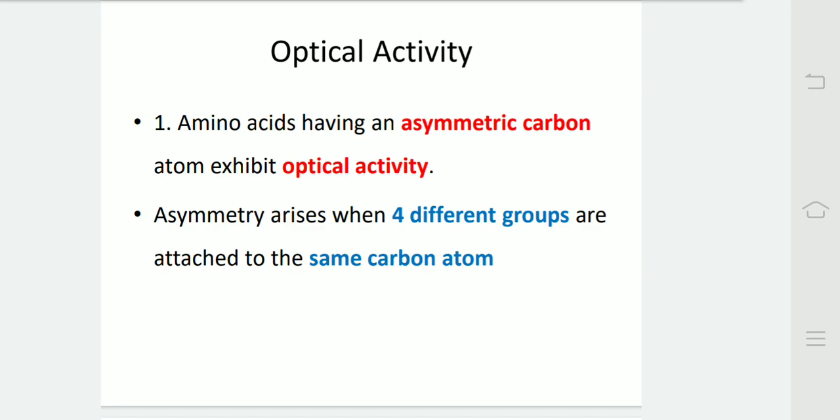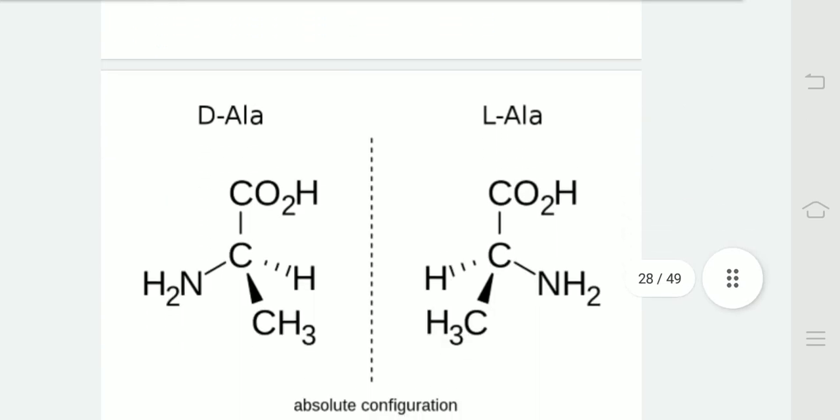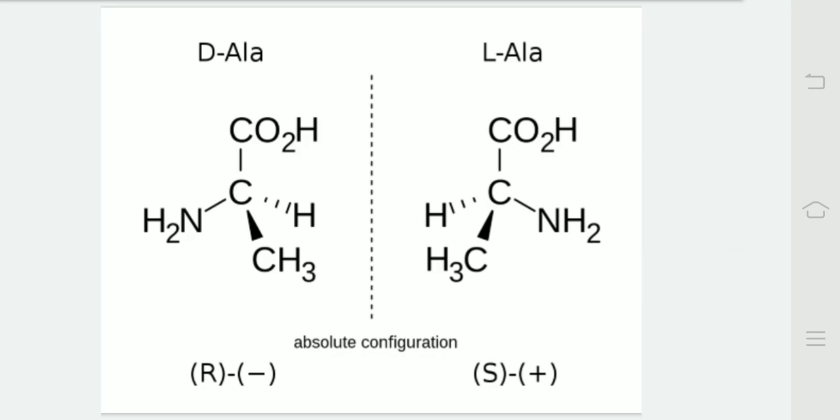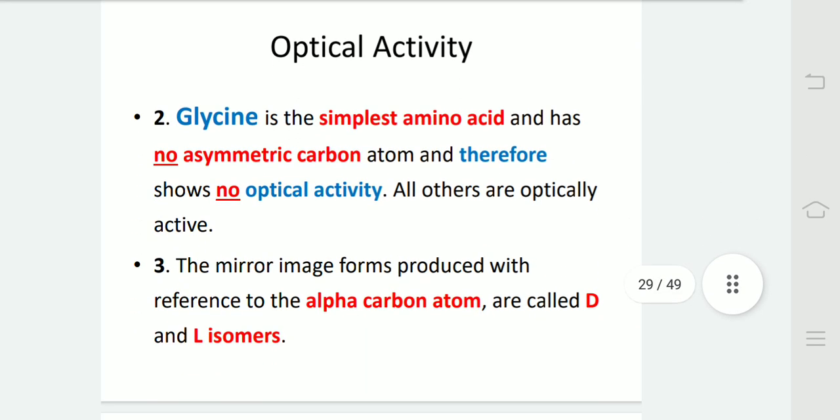Optical activity. Amino acids having asymmetric carbon atoms exhibit optical activity. Asymmetry arises when 4 different groups are attached to the same carbon atom. In this diagram, we can see that D-alanine and L-alanine are optically active at C1. Glycine is the simplest amino acid and has no asymmetric carbon atom and therefore shows no optical activity. All others are optically active.